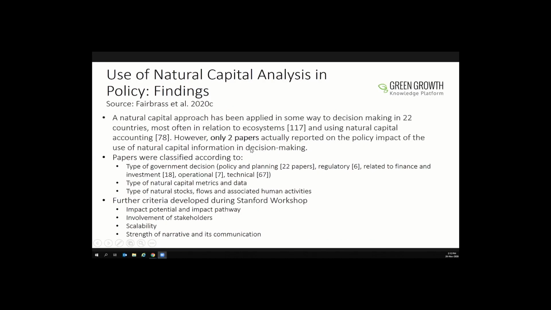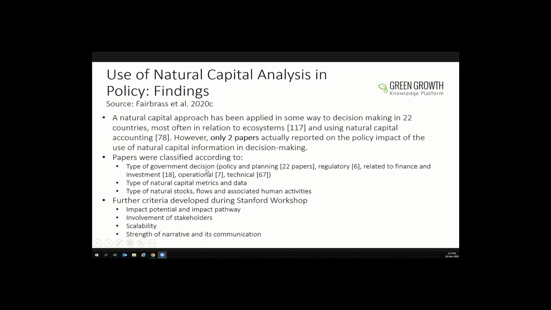We then looked and said, well, okay, these are all the publications which say that natural capital has been used. How effectively has it been used? What's it been used for? What kinds of government policies has it been used to inform? And we classified these papers in various ways.